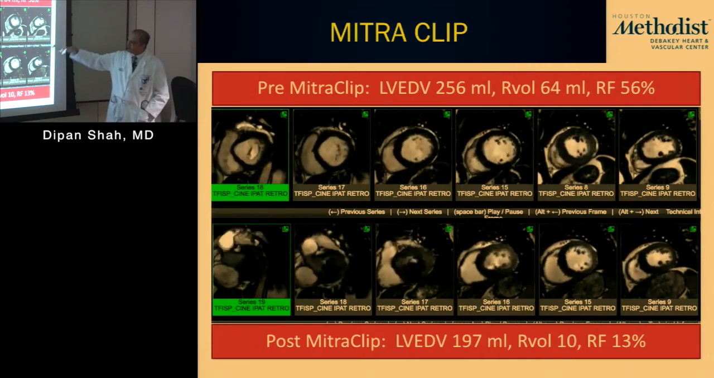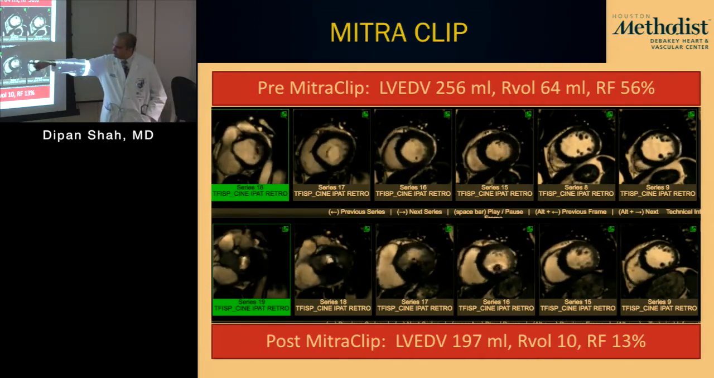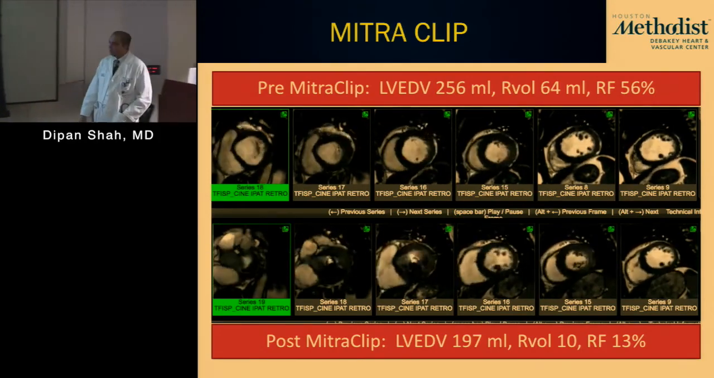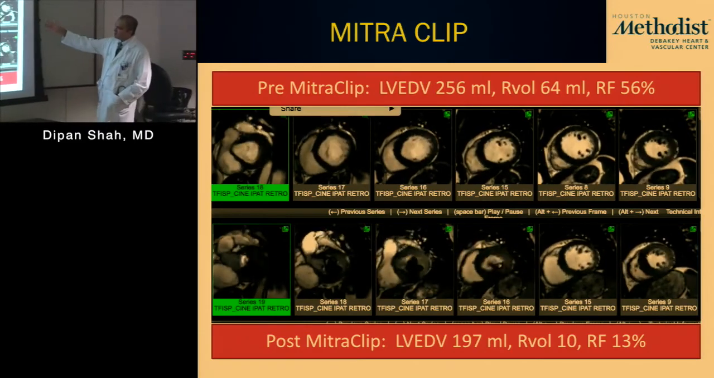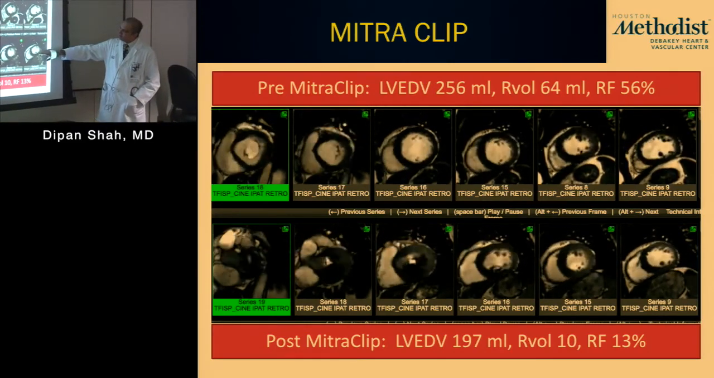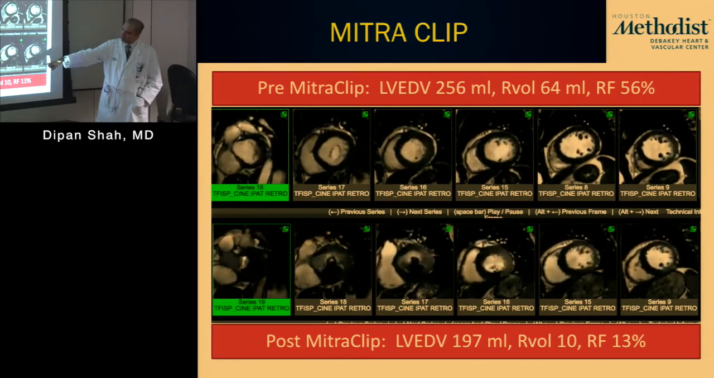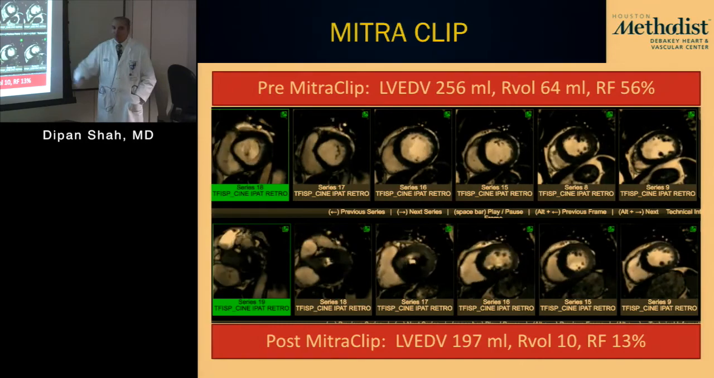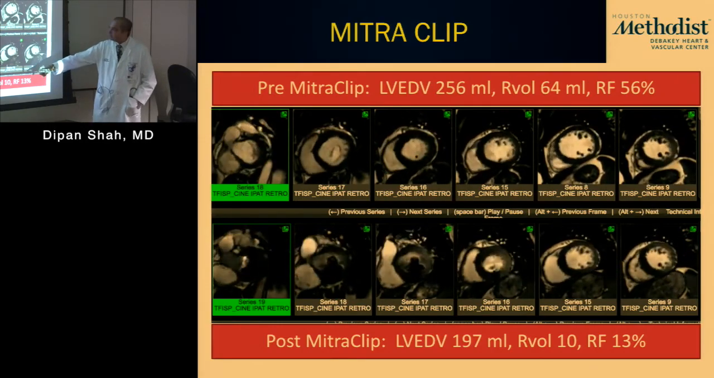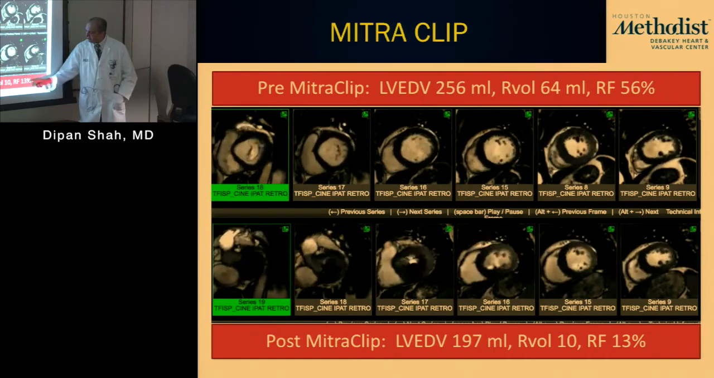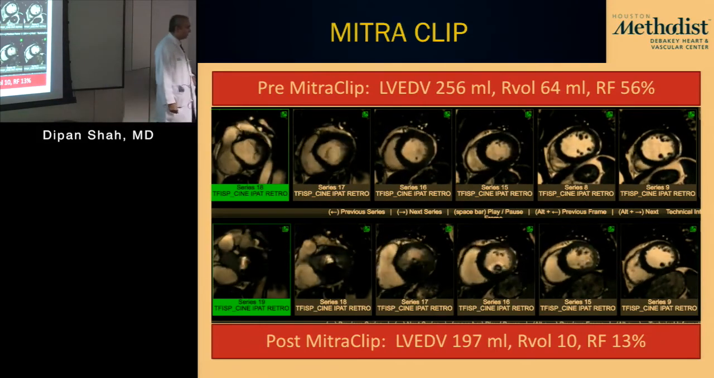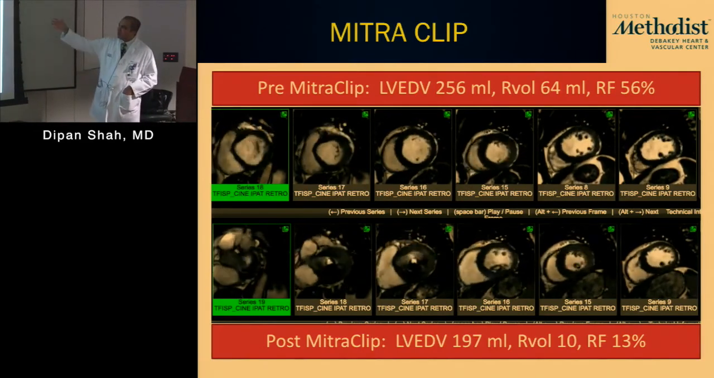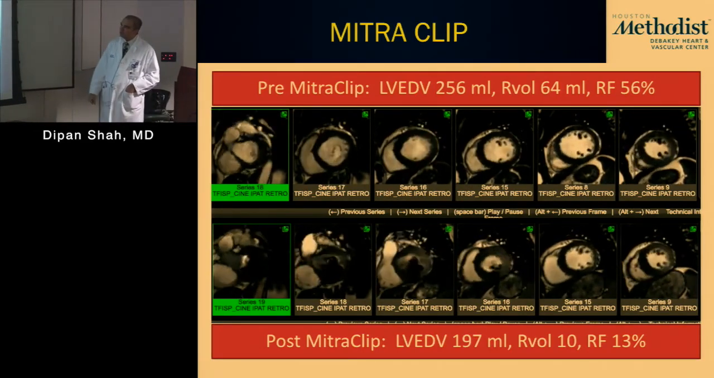This person, after placement of the MitraClip, and you'll notice we see a little bit of artifact from the clip here at the very basal slices within the LV. But again, look at the size of their heart before, look at the size of their heart after. The LV end-diastolic volume has shrunk down now to 197 cc's, and their regurgitant volume decreased quite substantially from 64 down to 11, and regurgitant fraction went down to 13%. So here's an example of significant reduction in MR after MitraClip placement and significant reverse remodeling with shrinkage of the ventricle.